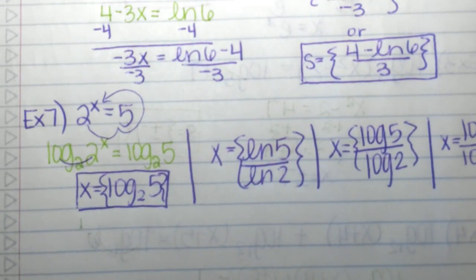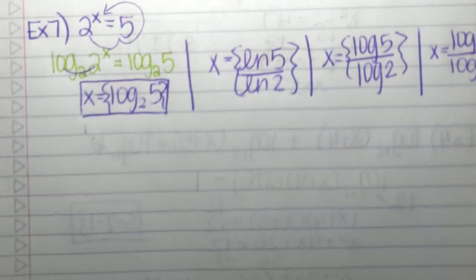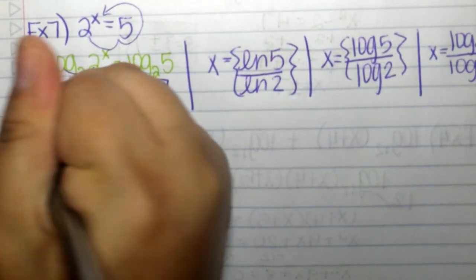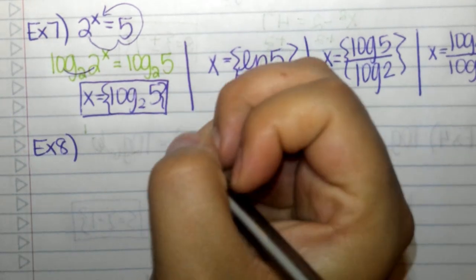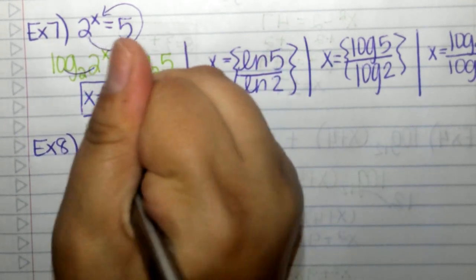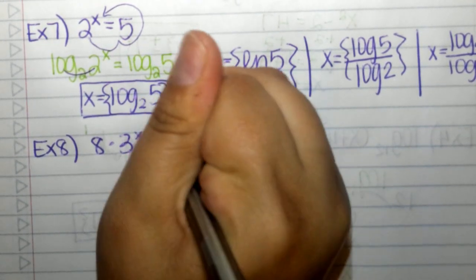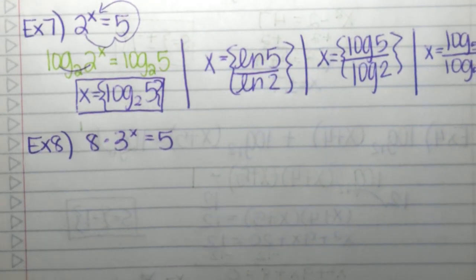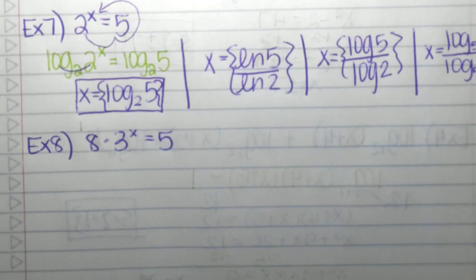All right, last one I'm doing on this page, and then we'll go. Example 8 is 8 times 3 to the x equals 5. What do I do?